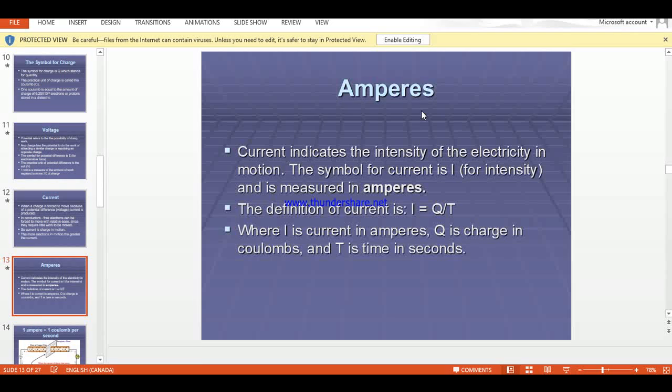Current is denoted by the ampere, and the SI unit is the ampere. Current indicates the intensity of electricity in motion. The symbol of current is capital I, for intensity, and it is measured in amperes.